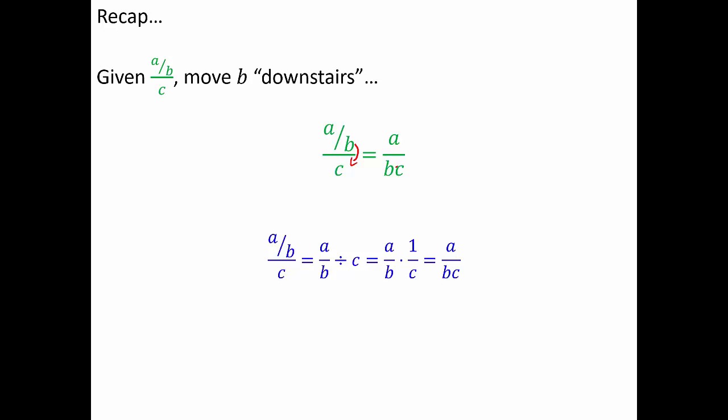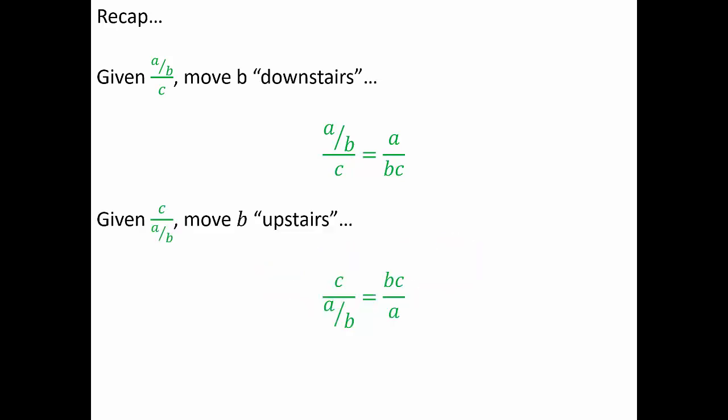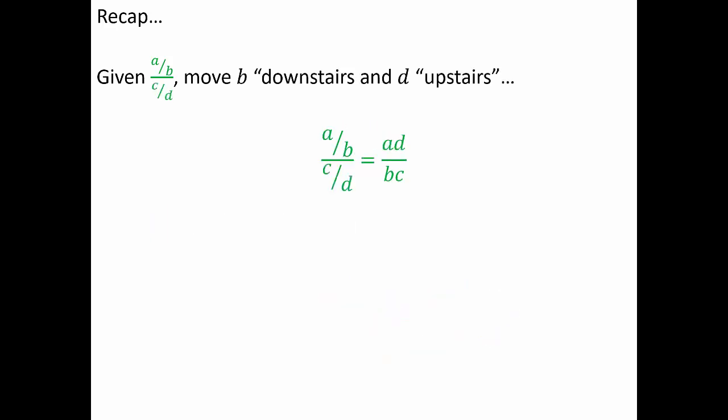The idea here is if I have something like this, instead of wasting my time using the elementary school technique, I can just go straight to this. Likewise, if the b is downstairs, we can simply move it up, because of course if I have c divided by a/b, that becomes c times b/a, which of course is just bc/a. And finally, if I have a/b over c/d, a fraction over a fraction, b goes downstairs, d goes upstairs, the a and the c don't move at all. It's just the interior denominator that moves, the b and the d.